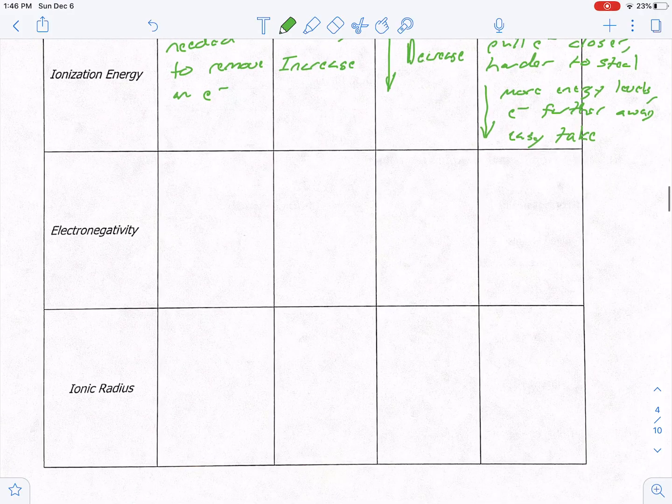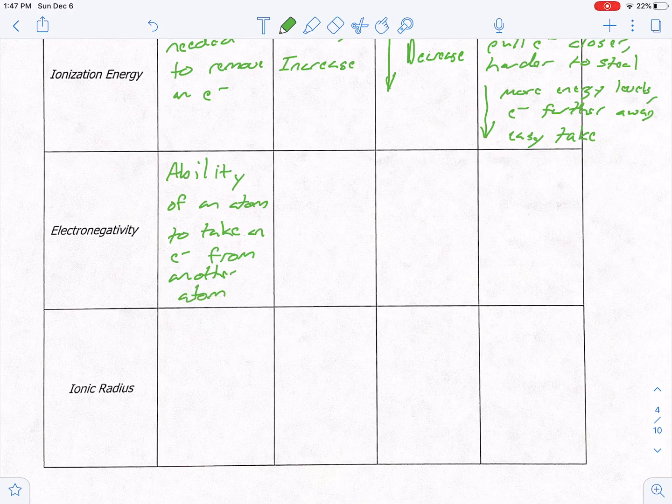Okay, electronegativity. So this is just the ability of an atom to steal an electron. So ability of an atom to take an electron from another atom. Okay, so this has a lot to do with valence electrons. So remember that perfect number was 8. So when you have atoms that are getting close to that 8, okay, so they're needing just 1 or 2 more, their ability to steal is going to be a lot higher because they want that 8. So as we go across to the right, it's going to increase. So the same thing as ionization energy. And as we go down, it is going to decrease.